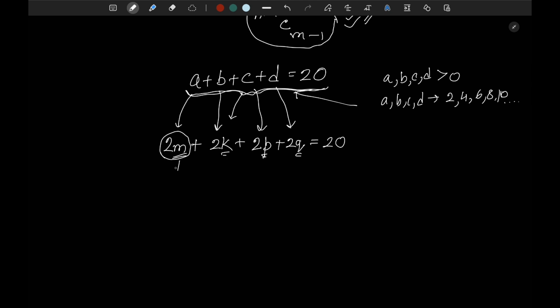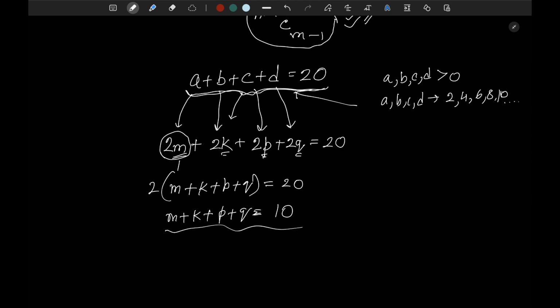So if you take 1, this a will become 2. If we take 2, this will become 4, and so on. So we can also write this as 2 goes common: m plus k plus p plus q equal to 20 divided by 2, or m plus k plus p plus q equal to 10.